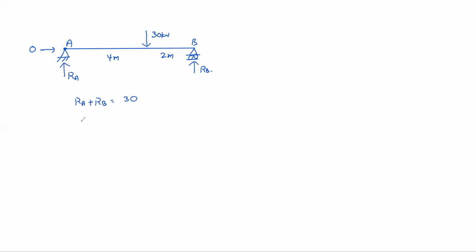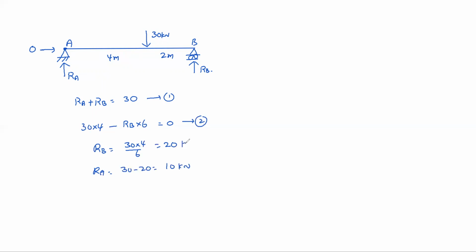Another condition is moment about any point. So let us take about A. That means 30 into 4 clockwise couple, clockwise moment, minus RB into 6 equal to 0. So from the second equation, RB equal to 30 into 4 by 6, that equal to 20. RA, obviously from the first equation, RB 20 means RA equal to 30 minus 20, that equal to 10 kilonewtons. So like that, you can work out reactions very easily.